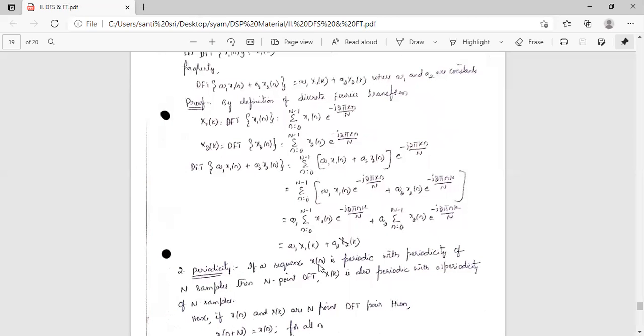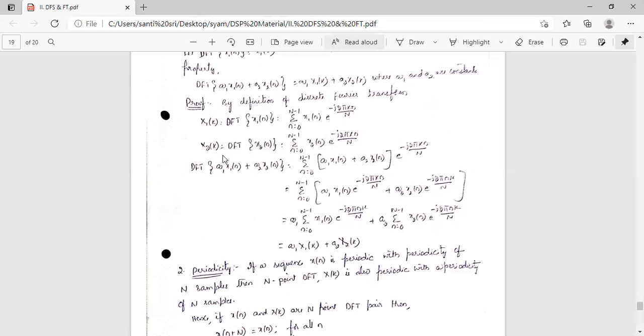So by definition, the discrete Fourier transform x1 of k equal DFT of x1 of n. So mathematically it is expressed as sigma n equal to 0 to n minus 1 x1 of n into e power minus j 2 pi k n by n. Similarly, in the same manner, x2 of k equal to DFT of x2 of n. That is sigma n equal to 0 to n minus 1 x2 of n into e power minus j 2 pi into k n by n.